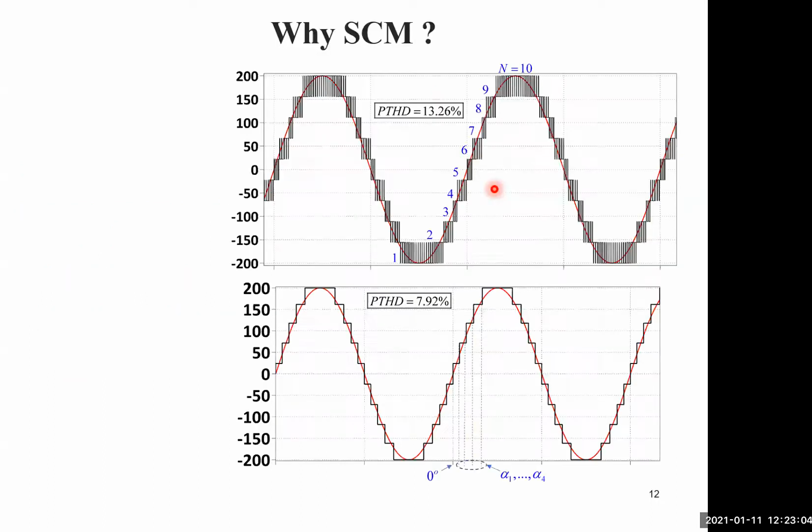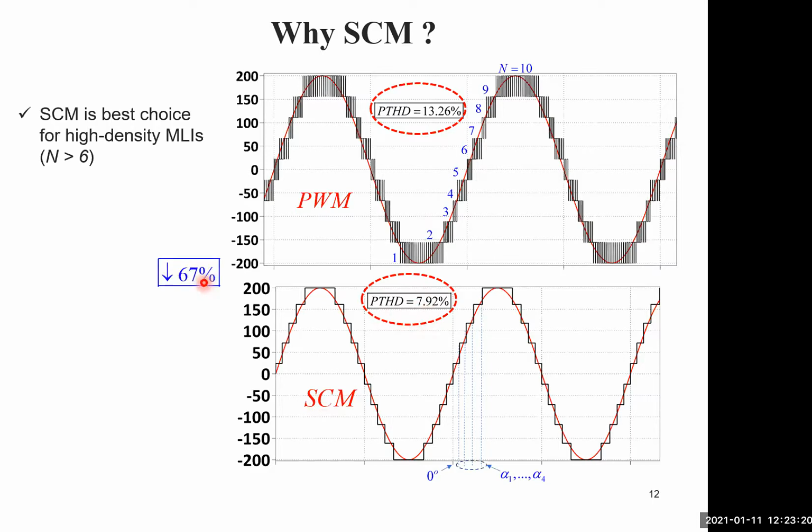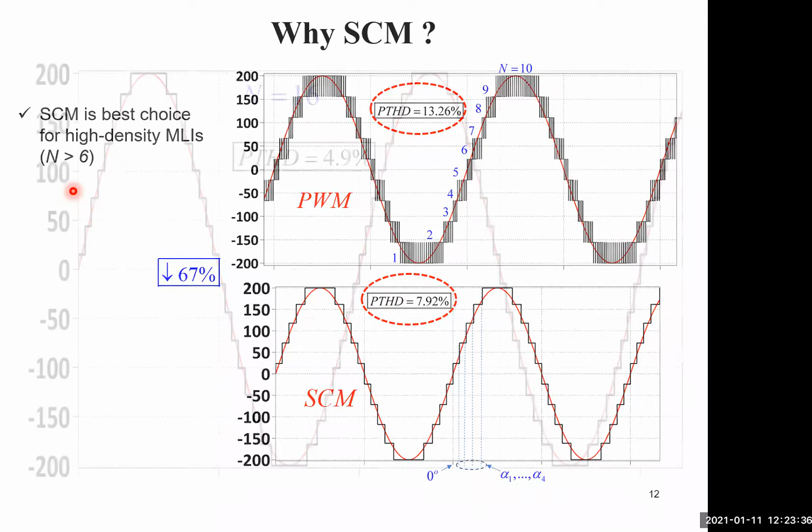So why SCM? Let's look at another quick example. This is a 10-level case. For 10-level PWM, you're going to get 13% PTHD, and for SCM, only nearly 8% phase THD. This time it is almost a 70% relative reduction in harmonics, plus lower losses. So you can conclude that SCM is the best choice for high-density multi-level inverters. Namely, anything above 6 levels is okay, according to Lipo and other previous researchers.